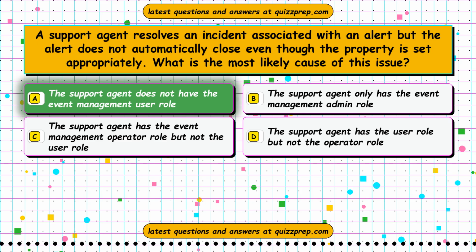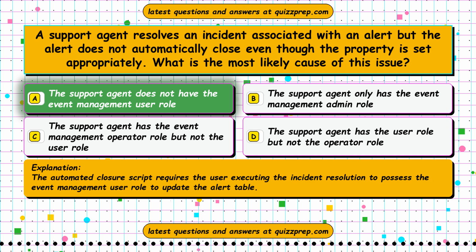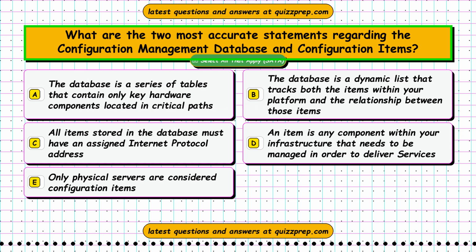The correct answer is option A. The support agent does not have the event management user role. The automated closure script requires the user executing the incident resolution to possess the event management user role to update the alert table.